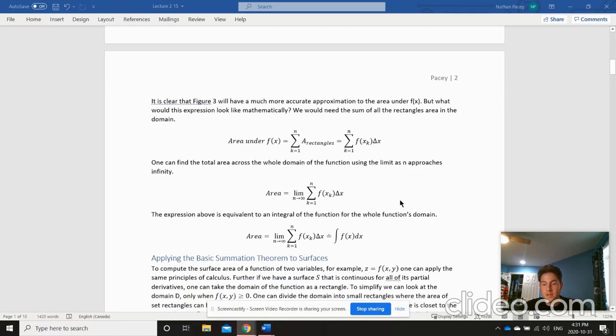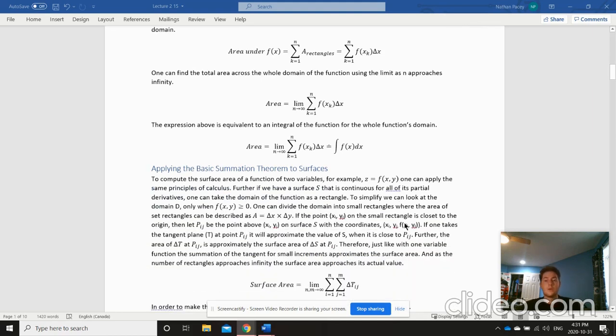So now that we have a bit of a basis revisiting the two-dimensional areas, we can get into areas of surfaces. So let's say we have a function of two variables, z equal to f of x and y. So we can apply the same principles. Let's call the surface S, and it's continuous for all of its partial derivatives in x and y. We can take the domain of this function as a rectangle, meaning we have a respective x and y maximum and minimum, so that will create a kind of rectangle for all of its domain.